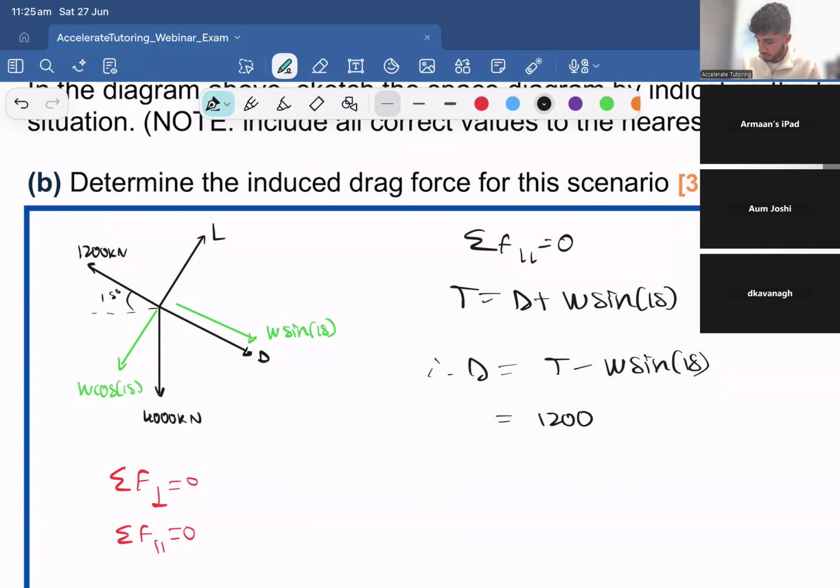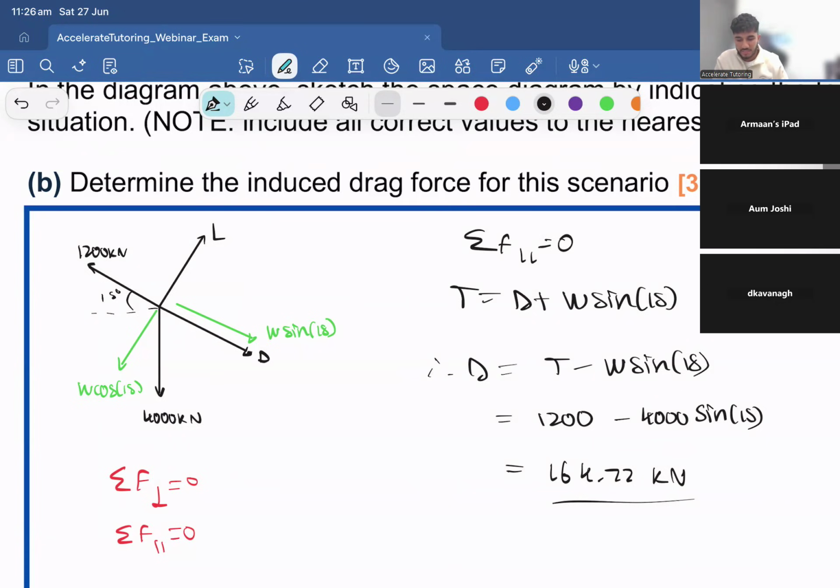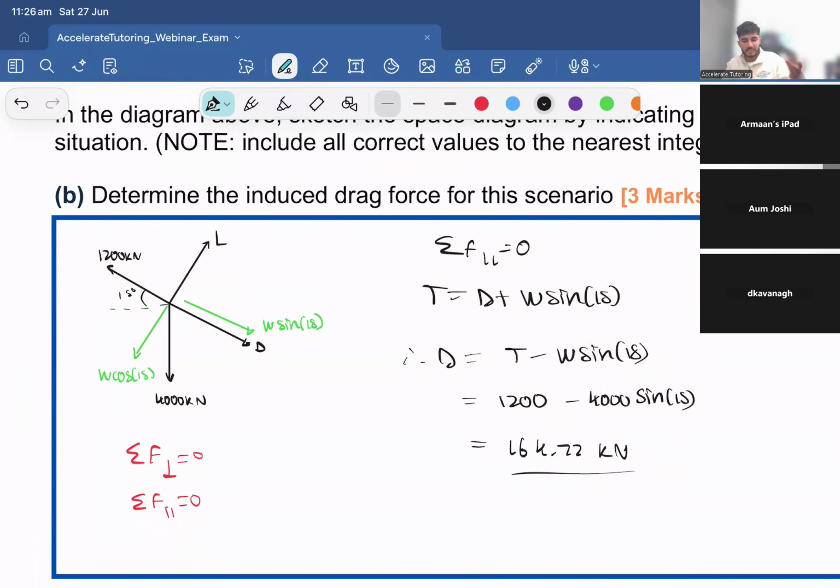That's 1,200 kilonewtons minus 4,000 sine 15. That simply gives us 164.72 kilonewtons of drag. Yeah, that's exactly it. So thrust is equal to drag plus W sine theta. Take T minus W sine theta, and then that's the drag. We don't have to worry about perpendicular in this case because it's not asking for lift.